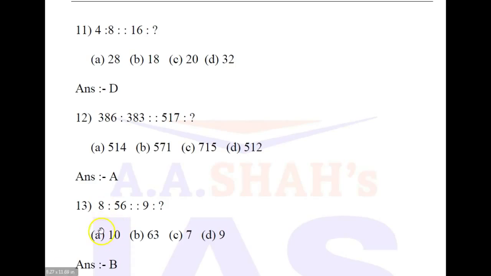Now the last question, you have 8 is to 56 and 9 is to what? So now 8 multiplied by 7, the answer is 56. So now same thing here. So 9 multiplied by 7, the answer has to be 63. So B option 63 is your correct answer here.